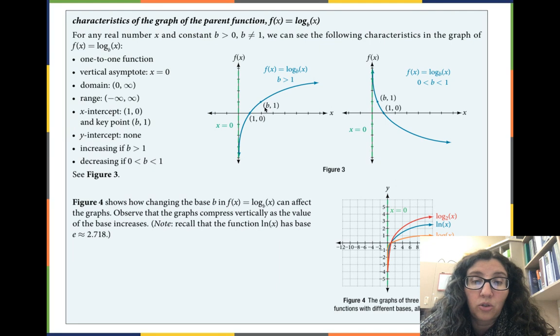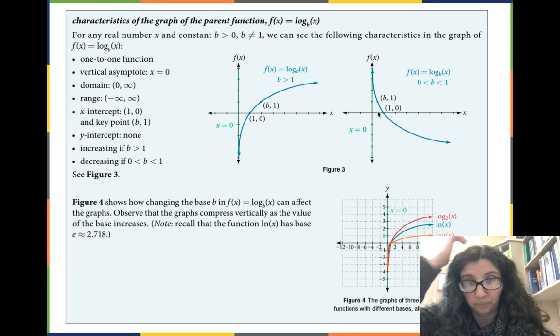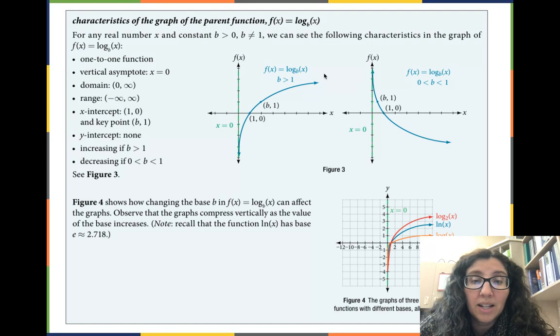So here b is greater than 1, here it is less than 1. Because that's asking the question: if x is b, b to what power equals b? b to the 1. b to what power equals b? 1, right? So that is a key point. That gives us a vertical asymptote, an x-intercept, and the point (b, 1) in both cases.